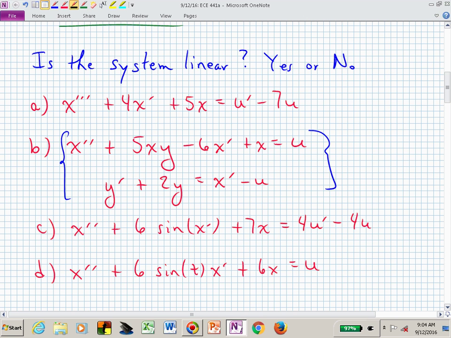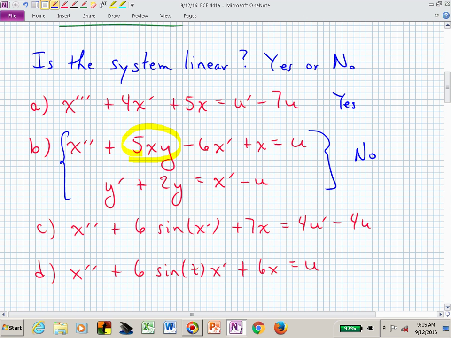All right. Now, is system A linear or nonlinear? System B, linear or nonlinear? Why is it not linear? Because I have 2 sets of coupled equations? No, that doesn't matter. It's this term, isn't it? It's the cross product of x and y. That forms a nonlinearity.